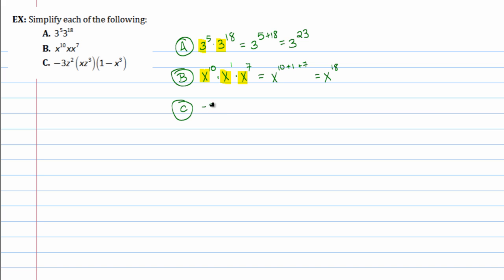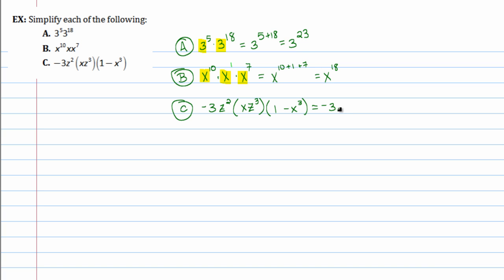Example C, we have a negative 3z squared times the quantity xz cubed times 1 minus x cubed. Now, this is a distribution of polynomials, so let's deal with the front end of this business first. Let's clean that up. Now, because this is a review for intermediate algebra, this should be still okay for you. I'm not really blowing your mind with this stuff.